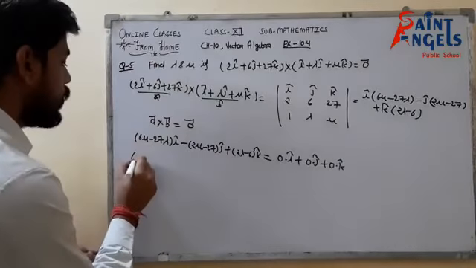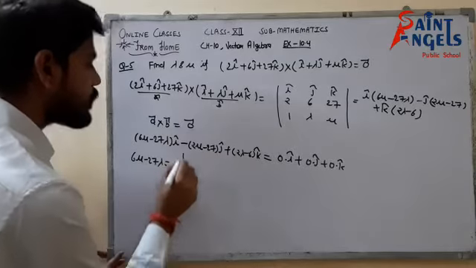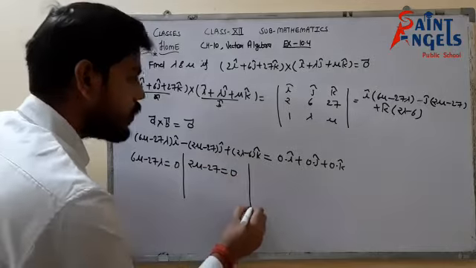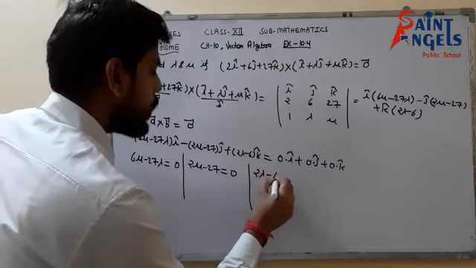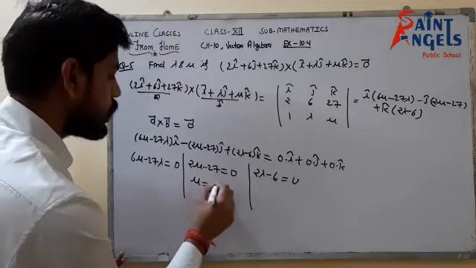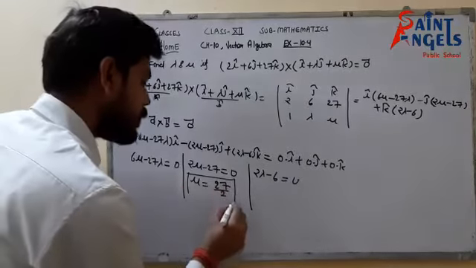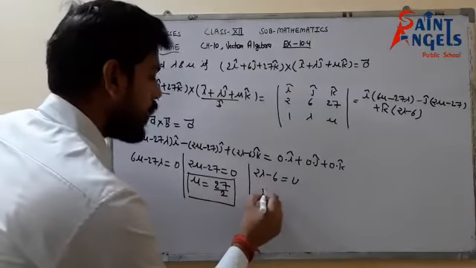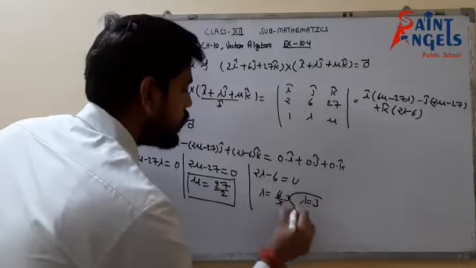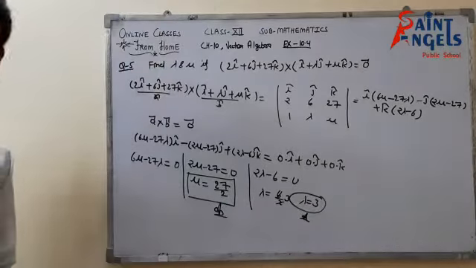So here 6 mu minus 27 lambda equals 0, 2 mu minus 27 equals 0, and 2 lambda minus 6 equals 0. So from here mu equals 27 by 2. And from here lambda equals 6 by 2, which means lambda equals 3. So these are our answers. Okay students, please pause the video and note it down.